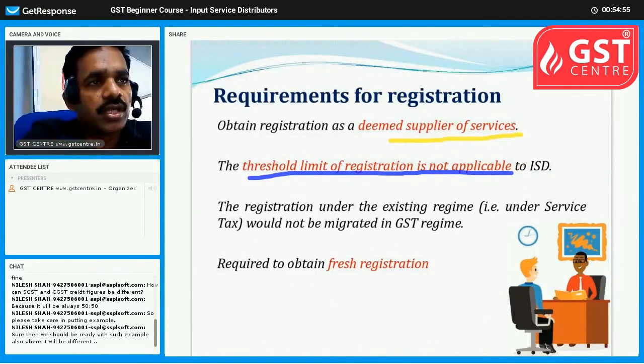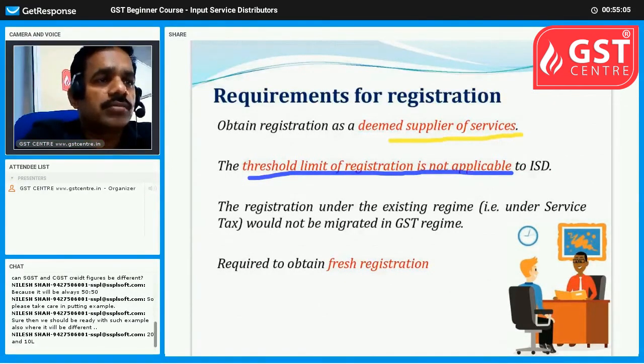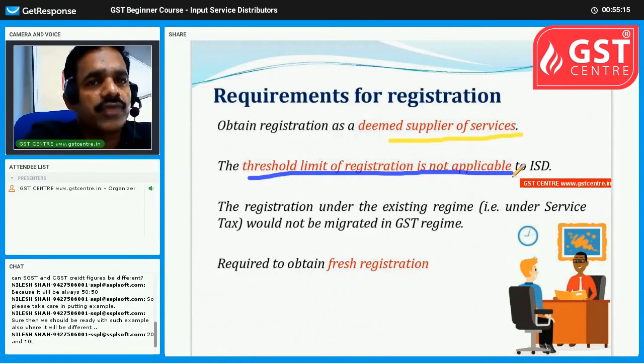Threshold limit is 20 lakhs for rest of India and 10 lakhs for specified states like Arunachal Pradesh, Assam, Mizoram, Sikkim, Tripura, Nagaland, Manipur, Uttaranchal, Jammu and Kashmir, like that. Okay, so for specified states it is 10 lakhs and for rest of India it is 20 lakhs.